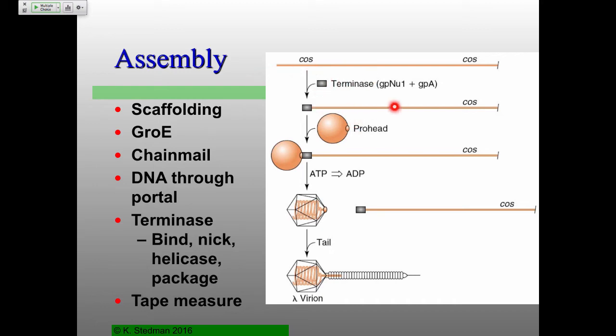This prohead is made, again, extremely similarly to what happens with FIX174, only now the scaffolding protein is just on the inside, not on the outside, and requires a particular protein that should sound vaguely familiar. GRO-E. Where do we know GRO-E from? Last term. Chaperone, exactly. So all the chaperones, HSP60, etc. How were these found? They were found in mutants that didn't grow lambda. So that's why they're called GRO.